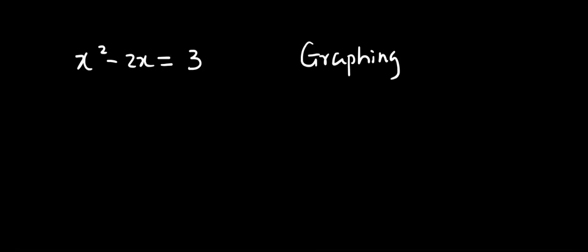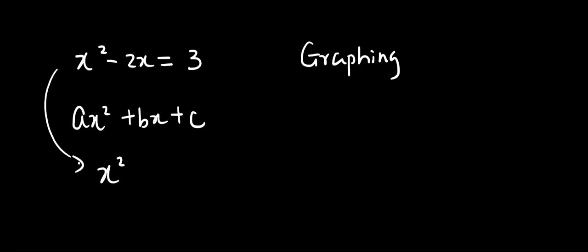Welcome back. In this lesson, I'm going to show you how to use graphing to solve quadratic equations. Our first example is x squared minus 2x equals 3. I'm going to rewrite it in standard form. So standard form is ax squared plus bx plus c. Then I'm going to rewrite this as x squared minus 2x minus 3 equals 0.